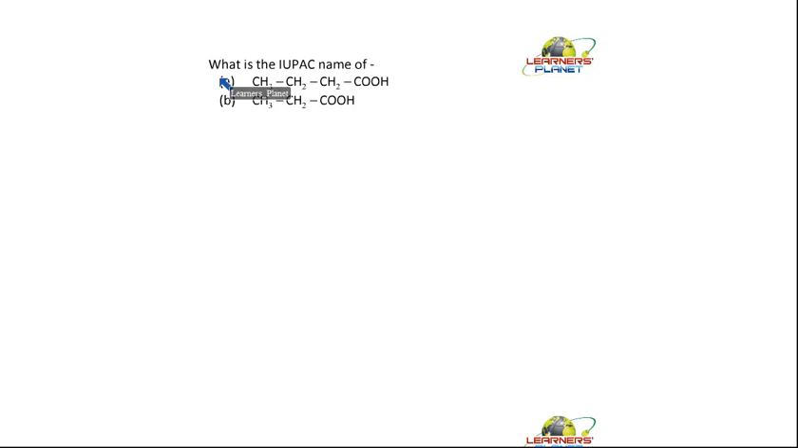It is, what is the IUPAC name of these compounds, right? So what will be the IUPAC name of A, students? First of all, for writing IUPAC names, we have to first find out how many carbon atoms are there. Now I'll write the structure again, that is, it is CH3, CH2, CH2 and COOH. So what do we need?